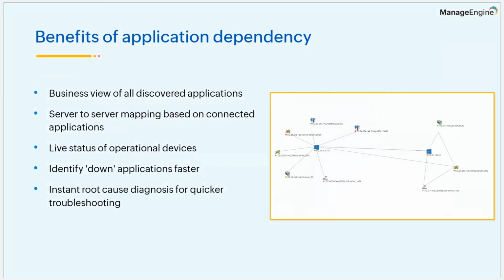So what are the benefits of application dependency? So you get a business view of all the discovered applications. Like I mentioned, you get the server to server mapping based on the connected applications. You also get to see the live status of operational devices. You can identify down applications faster, and you can get the root cause diagnosis for quicker troubleshooting.